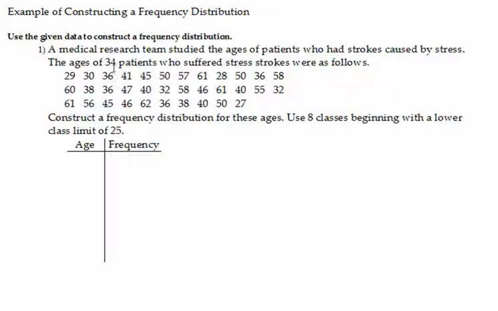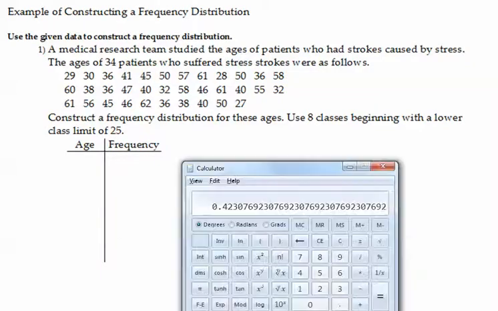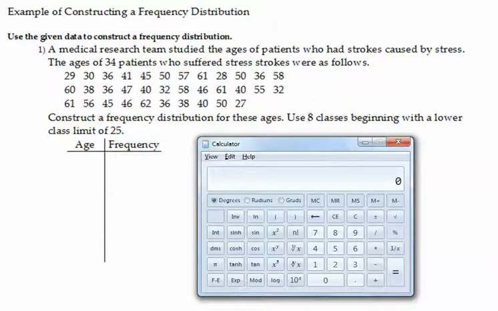The ages of 34 patients are as follows. Construct a frequency distribution. They said use 8 class intervals, 8 classes. Begin with a lower class limit of 25. So let's see what that means. We already know that we're breaking up into 8 classes, and we can look for the high and look for the low. Let me do that really fast.